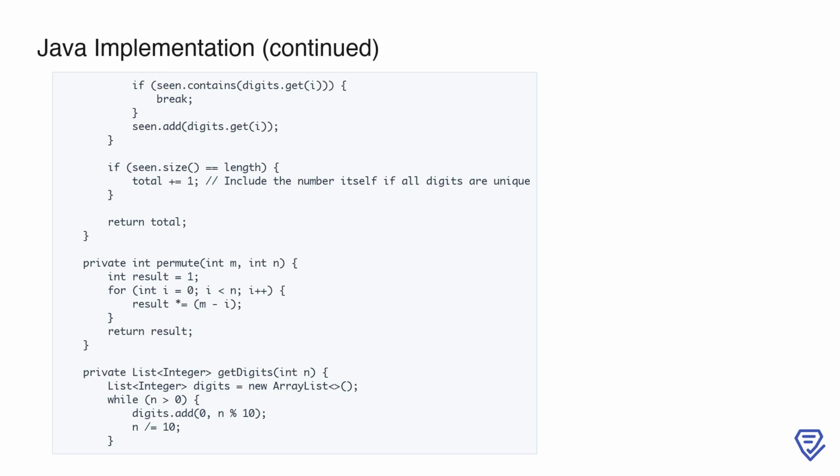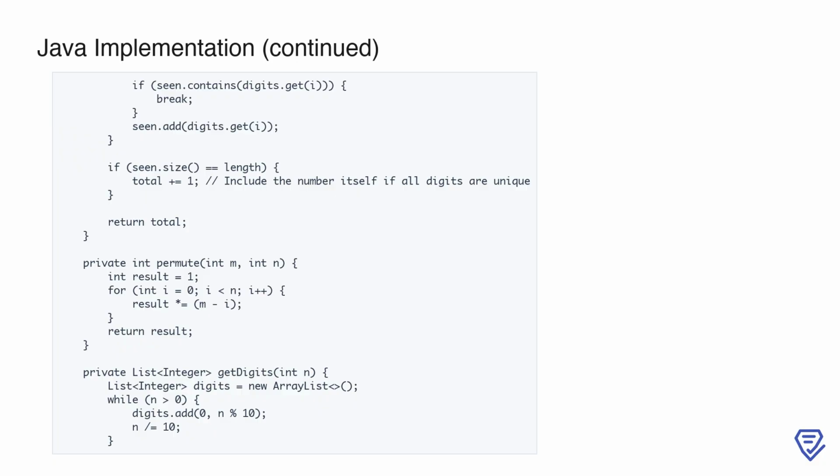Next, we address the case where the number of digits matches the length of the given number m. To do this, we use a set called seen to track digits that have already been used. For each digit position, we iterate over possible digits, ensuring that the digit is not already in the seen set. If it isn't, we calculate the permutations for the remaining positions using the permute function. If we encounter a digit that's already been used, we exit the loop for this position.